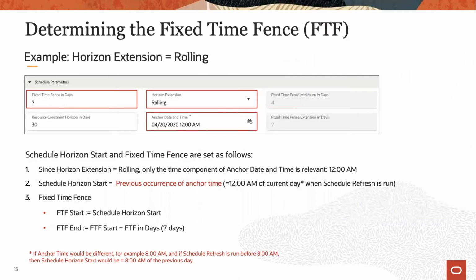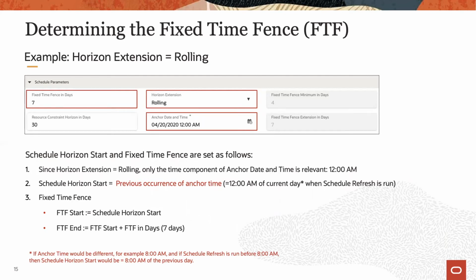Let's have a closer look at how the fixed time fence is determined when horizon extension is set to rolling. In addition to schedule option horizon extension, fixed time fence in days and anchor date and time are relevant. The fixed time fence is then determined as follows.